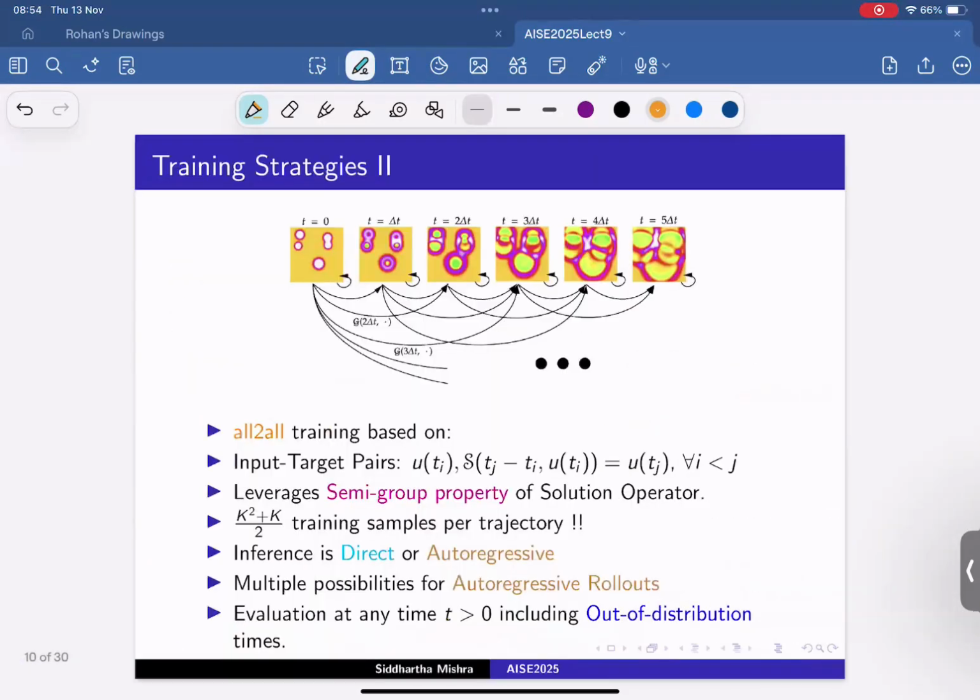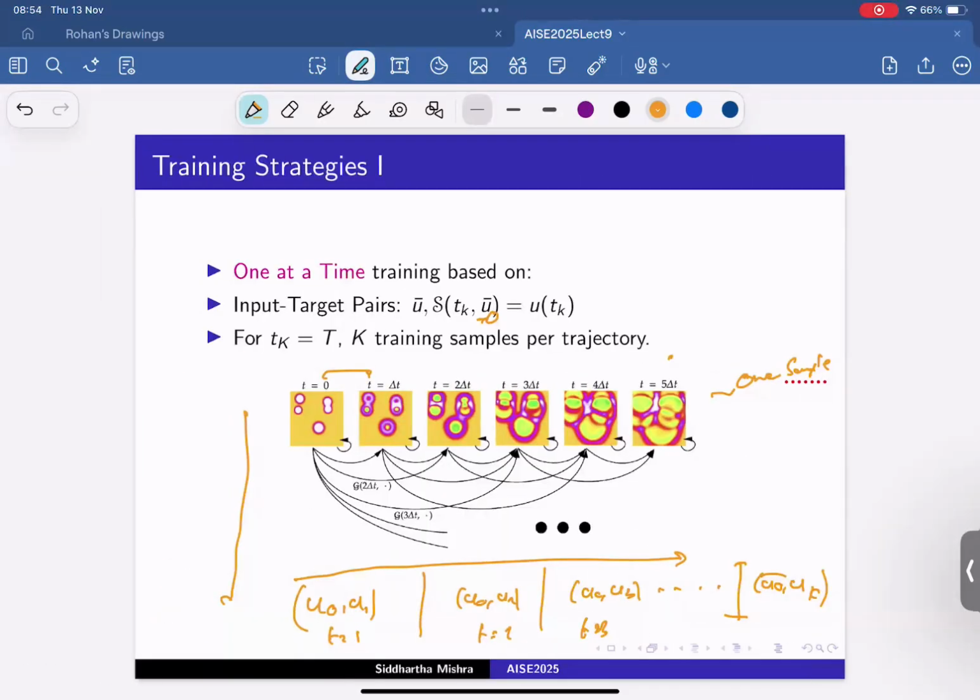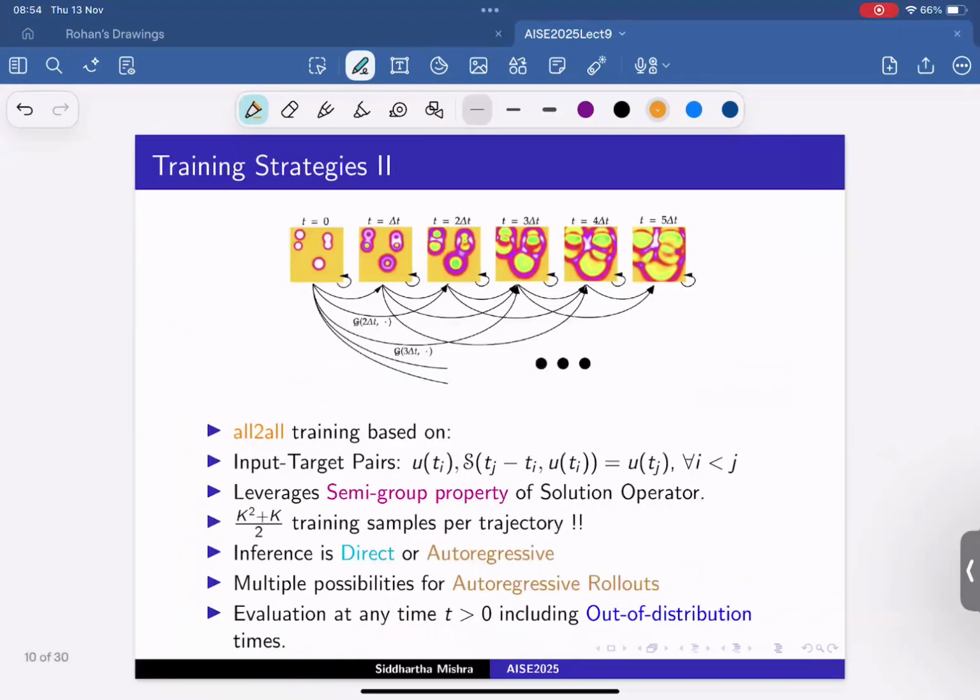But now this is not the only thing. The real thing here, and you could have guessed what is going on, is who stops me from saying that I just start at the initial conditions and predict solutions at a later time, any later time? I can start at any time and predict the solution at any forward time, right? Because this is what a time dependent operator can do. My solution operator takes inputs at any time point and predicts solutions at a later time point. Why not use that for training? And this is what is called an all-to-all training.